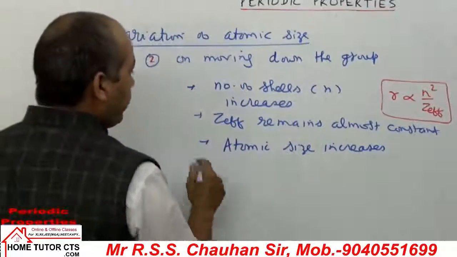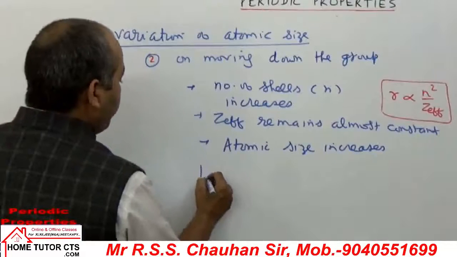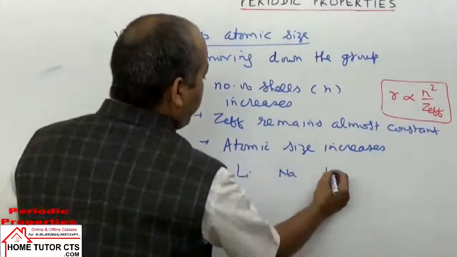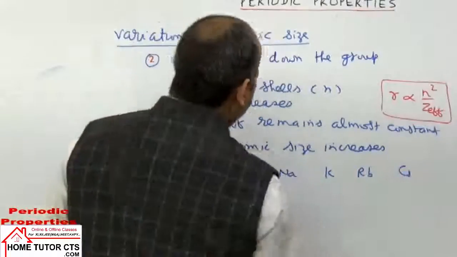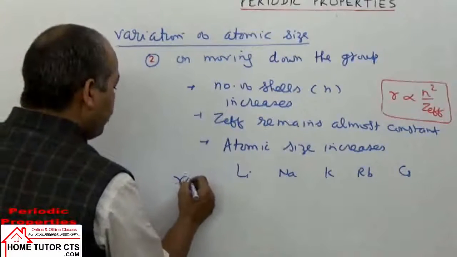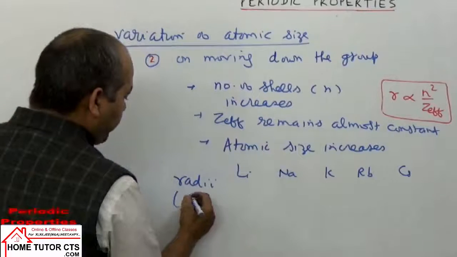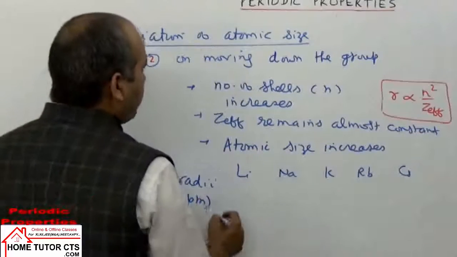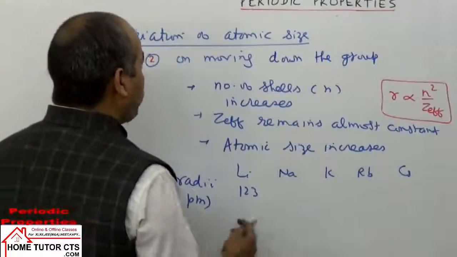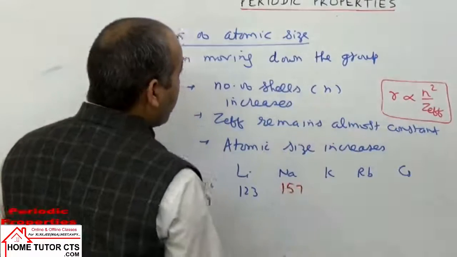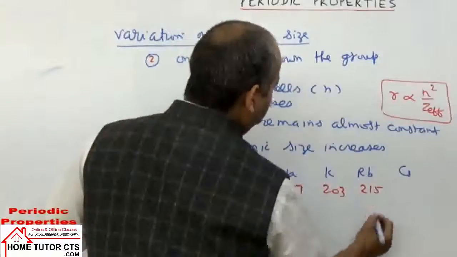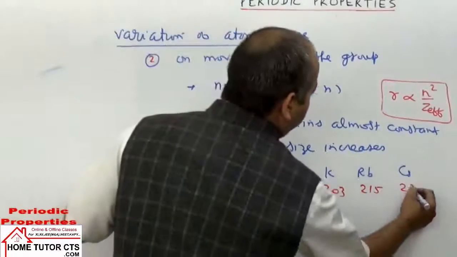If we take some data here, group 1 elements: lithium, sodium, potassium, rubidium and cesium. If I take their radii in picometer, we can only take covalent radius. The values are given. Lithium is 123, for sodium the value is 157, potassium is 203 picometer, rubidium 215 picometer, and for cesium it is 235 picometer.